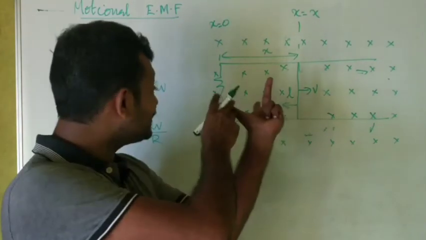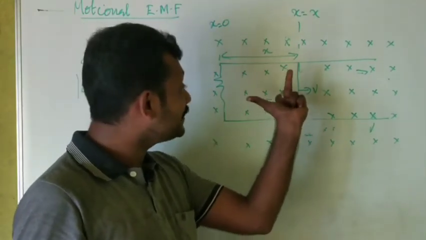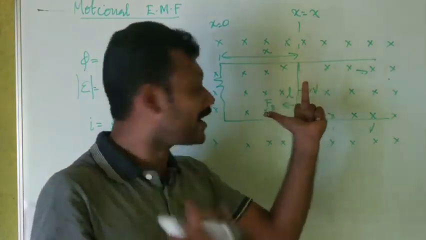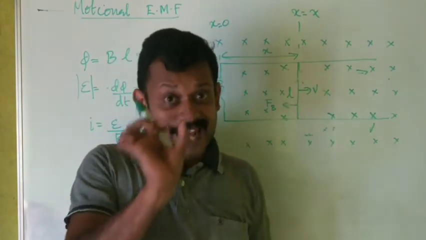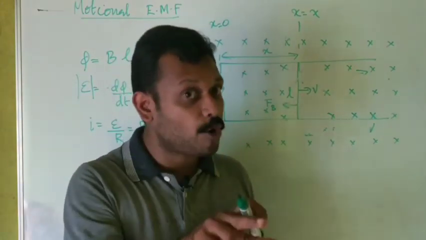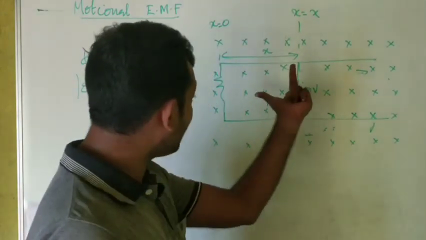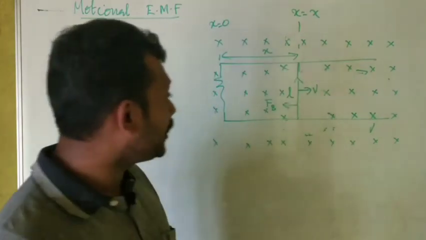So force is in this direction. Magnetic field is into the board. So the direction of the induced current is upwards. Let me tell you, there is a mistake in the NCERT figure with the arrow mark, which you can find out from the textbook. So this should be the direction of the induced current. That means the induced current should act in the upward direction.